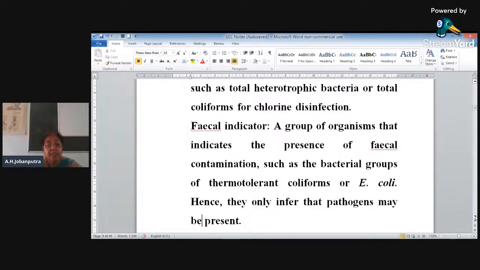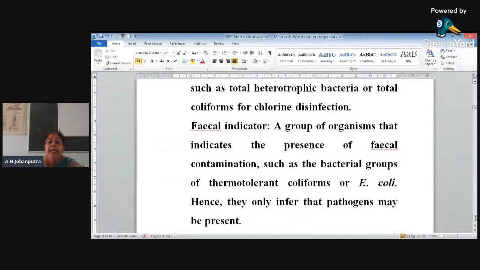So presence of thermotolerant coliforms or E. coli indicates that there may be the presence of other pathogens like Salmonella, Shigella, Salmonella typhi, Shigella dysentery, Vibrio cholerae, etc. So that water is not safe for drinking. So please see how these indicator bacteria are telling you that water is safe for drinking or not.